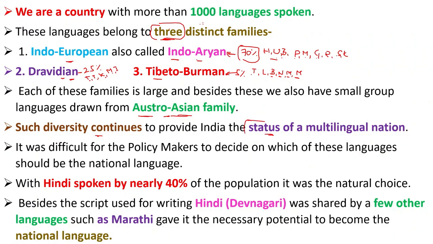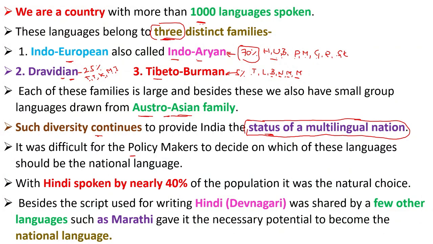So by the above points, we can understand that India gets the status of a multilingual nation, because we speak many languages, and some regional languages, dialects and slangs are different. Nearly how many languages? More than 1,000 languages. Most of the tribal languages are also there.